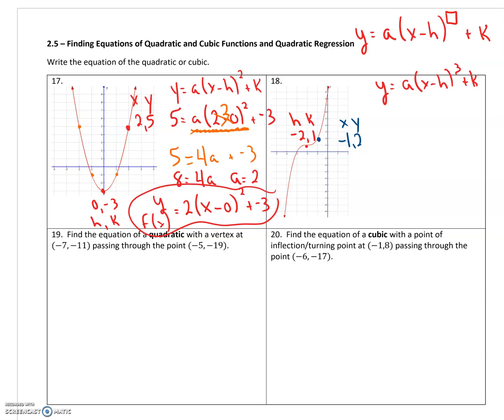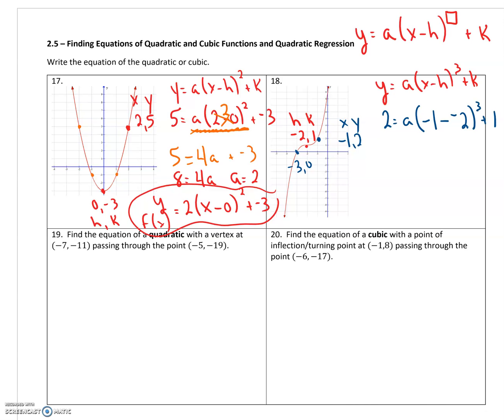There are other points you could use, like this one. You could use -3, 0 if you want. And if you're not sure about this other point, I would definitely go up and ask your teacher if that's the right coordinate. So anyway, y equals, so 2 equals a, which we will find out, x, so -1, take away h, which is -2, cubed, and then I'm going to add k, which is 1.